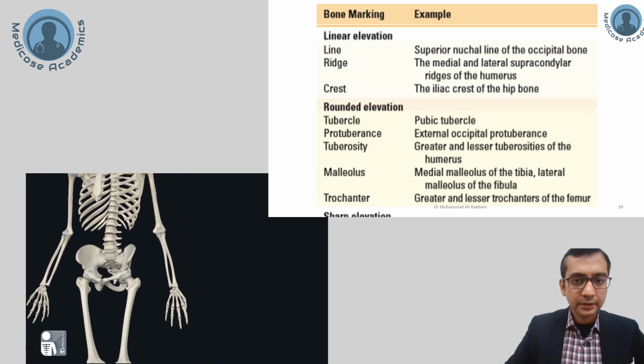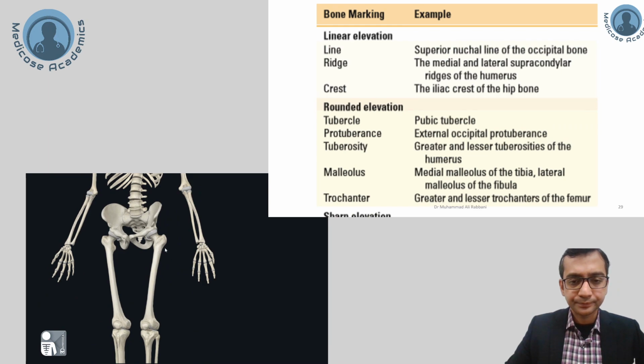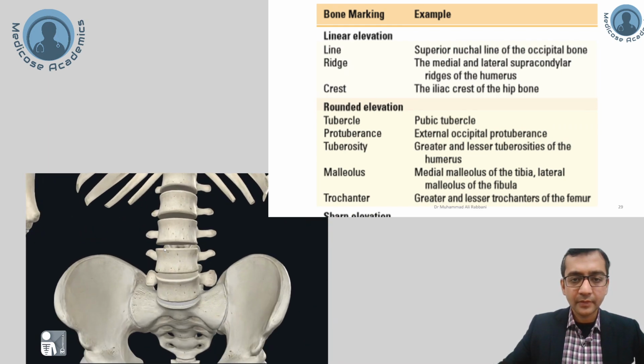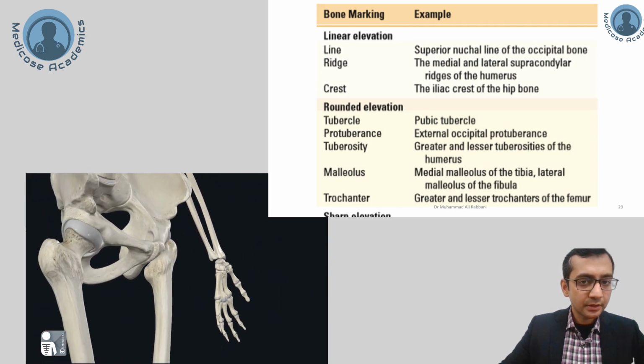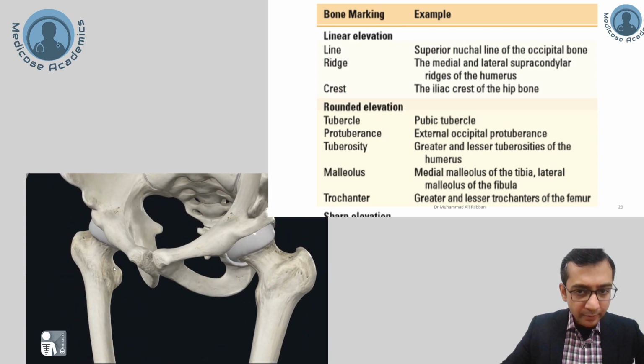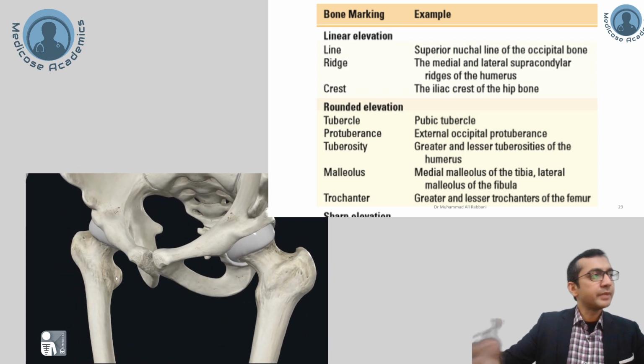Trochanter, like these areas in the femur. This whole prominence is the greater trochanter. This prominence is the lesser trochanter. It is bigger than the tuberosity.